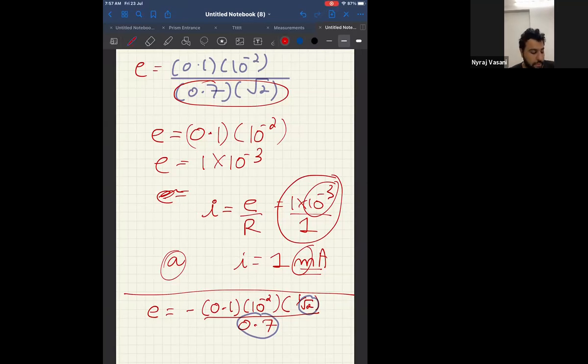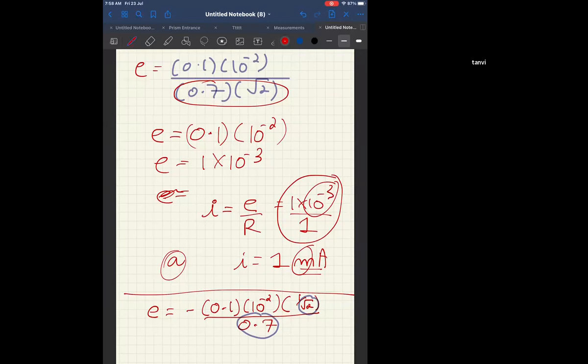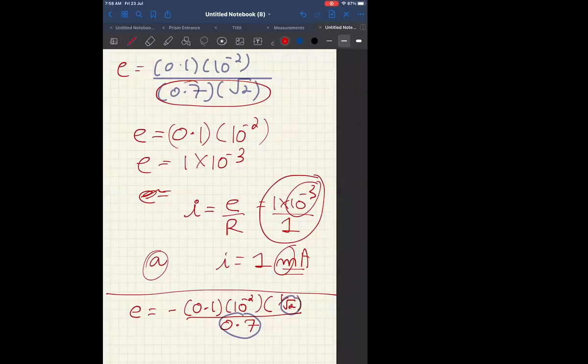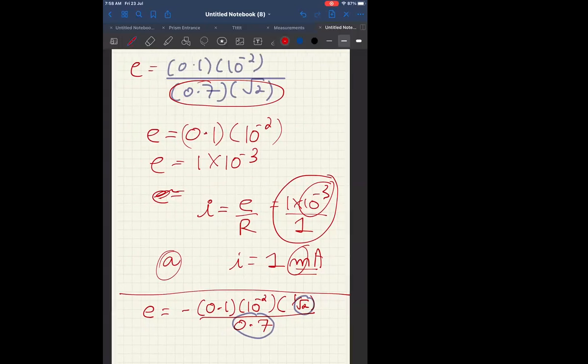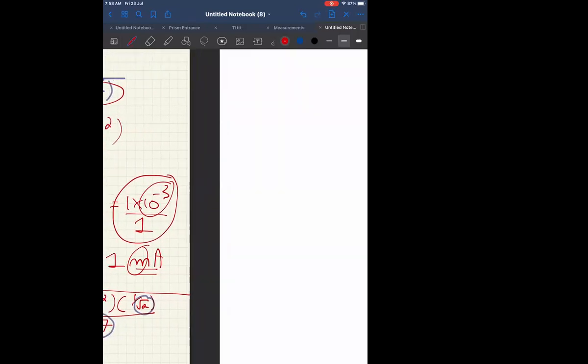Now, question number 8, take it as your homework 1. Question number 8, take it as your homework 1. Turn the page. Question number 10, start solving. So can you repeat the homework question? Question number 8. Now start solving question number 10.